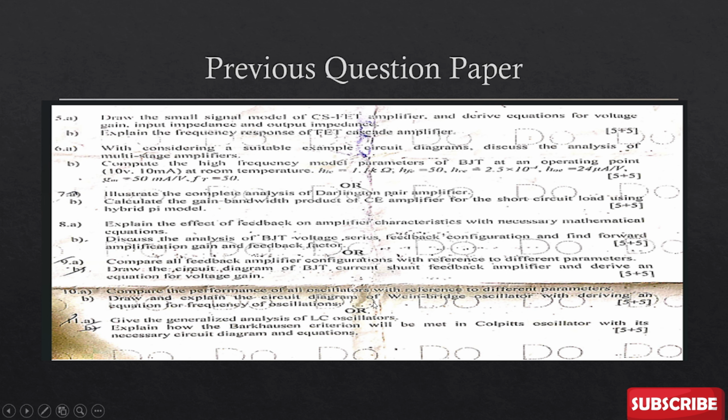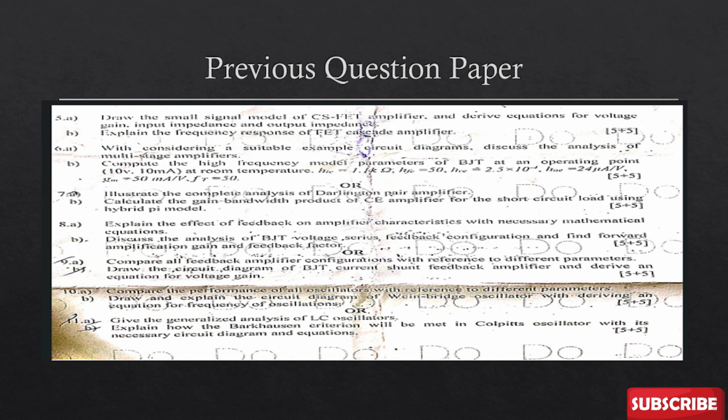Draw and explain the circuit diagram of Wien bridge oscillator with deriving an equation for frequency. So Wien bridge is basically asking you to draw and explain. If you draw this and explain the Wien bridge oscillator properly, then there is definitely a chance of getting more marks here. Just draw properly with a pencil. Give the generalized analysis of LC oscillators and explain how the Barkhausen criterion will be met in Colpitts oscillators.